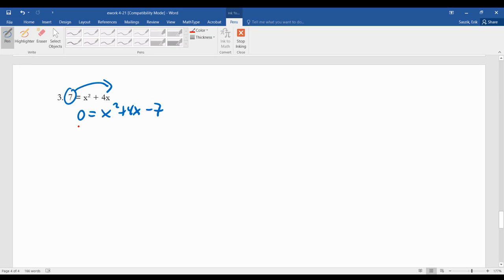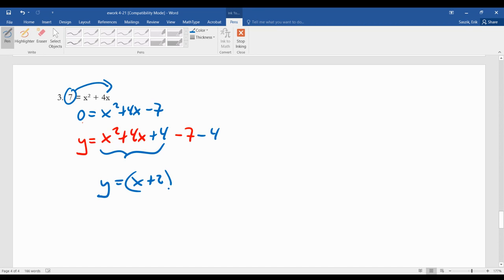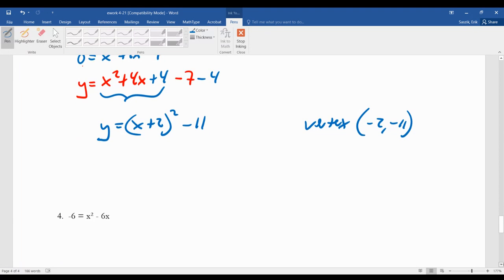Now, this 0, you know how we kind of interchange 0 and y sometimes when we're dealing with x-intercepts, where y is 0. We can change this back to a y. Now leave a little space. And now we're going to cut this in half, 2, square it, balance. And here I get x plus 2 squared minus 11. What's the vertex? -2, -11. So that's the only thing that's different.